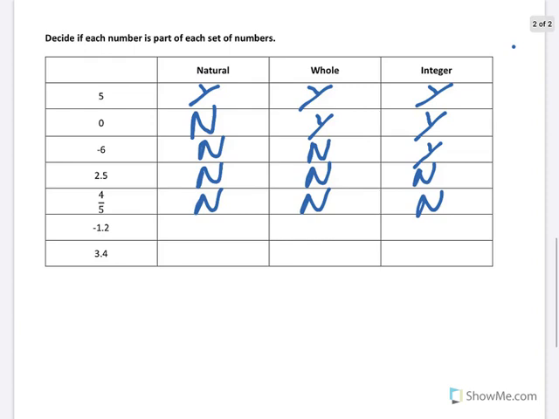Negative 1 and 2/10. You know what? Natural numbers aren't decimals and don't have negatives, so that's a double no. Whole number, also double no. No negatives, no decimals. Integers can be negative, but they cannot be decimals, so no there. 3 and 4/10 is no for natural, no for whole, and no for integers.